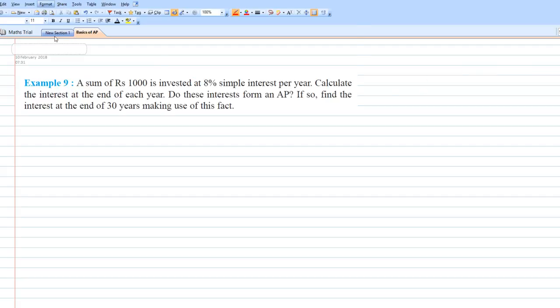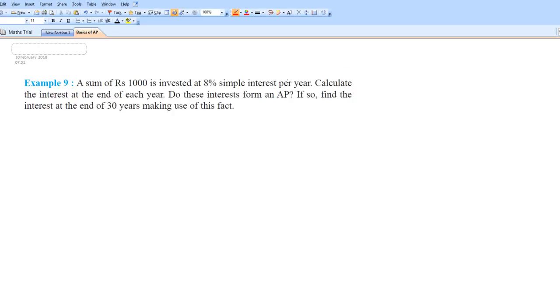This is a question from the NCERT itself. It is an example in the NCERT. The question is, a sum of rupees 1000 is invested at 8% simple interest per year. I have to calculate the interest at the end of each year. Also, I have to find out if these interests form an AP. If they do form the AP, I have to find out the interest at the end of 30 years making use of this fact.